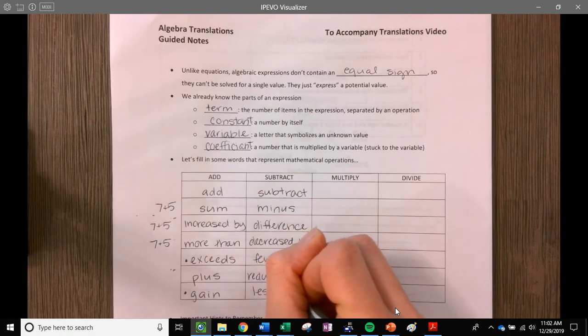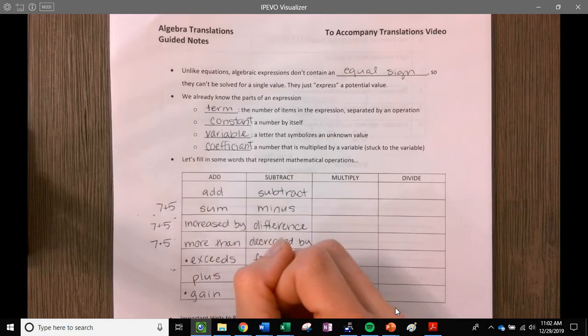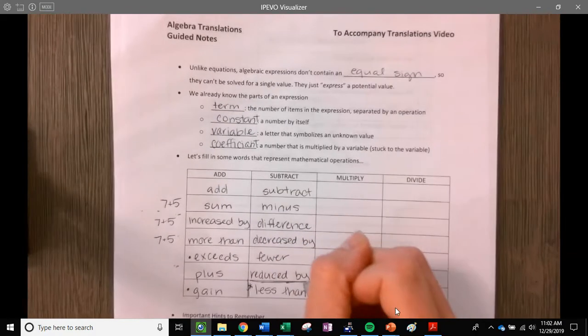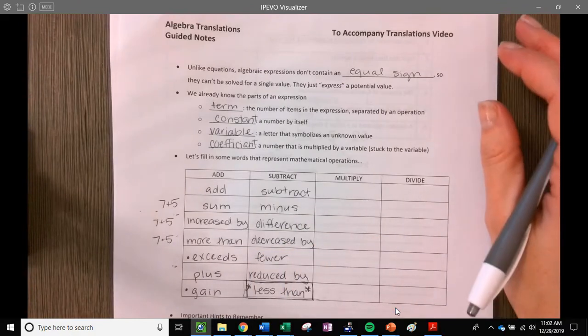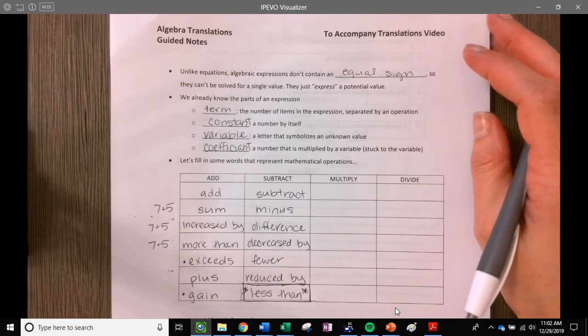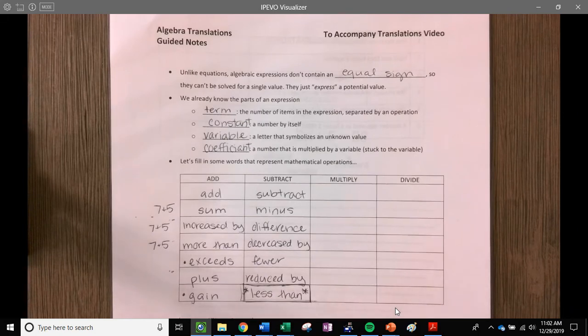I want you to put a big old asterisk and a big old box around less than, because there is something very important about less than. And we are going to revisit this when we get down to our important hints. But I want you to get it in your mind that this is one that I want you to flag. Okay? And we'll talk about why in a second.